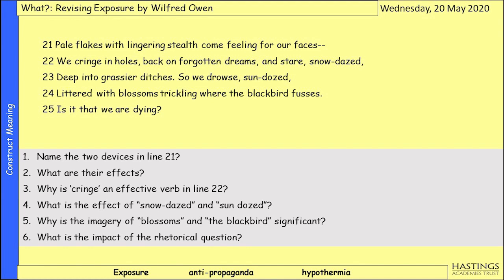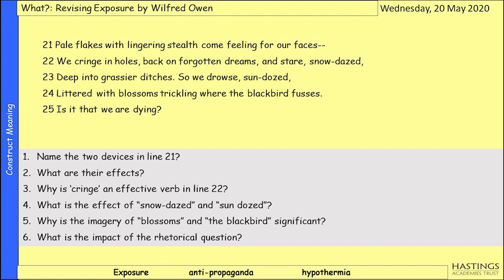Number 4. The soldiers would have been very sleep deprived, so the words snow-dazed and sun-dozed, along with drowse on line 23, would add to their sense of confusion from their sleeplessness. Additionally, there is a phase of hypothermia where people start to hallucinate by remembering warmer times and thinking that they're warmer than they actually are, so this could be alluding to that.